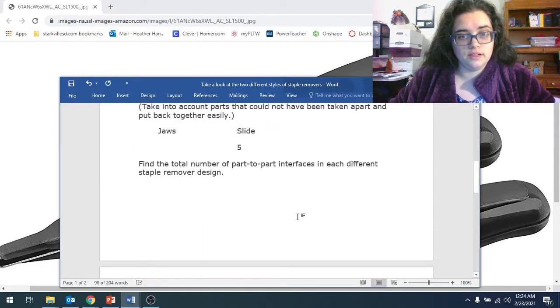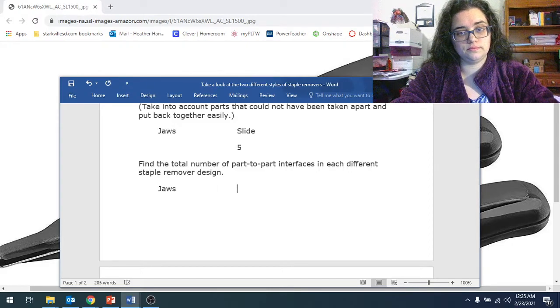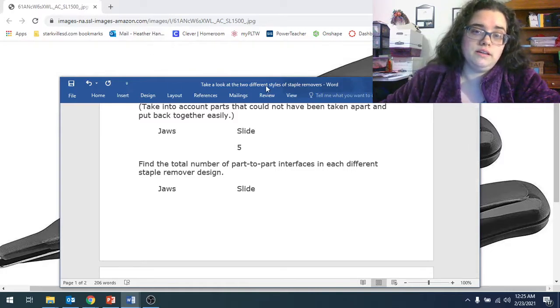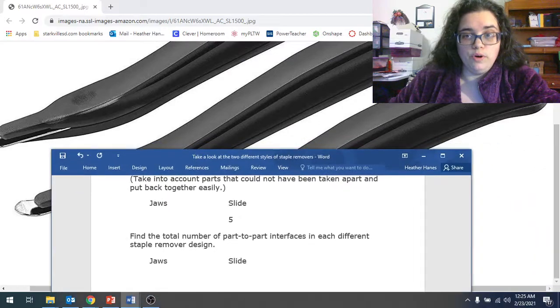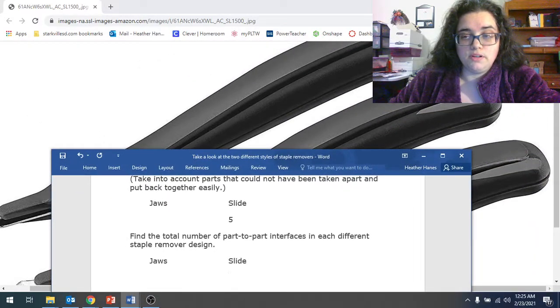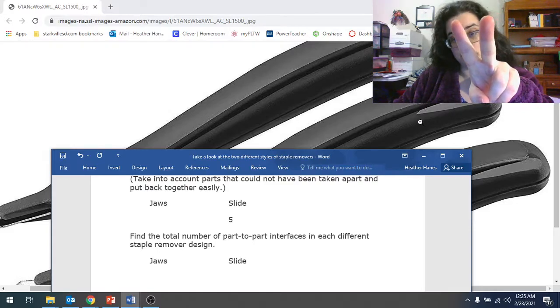There we go. All right. Meanwhile, when we talk about interfaces, my assumption is that there'd be one rivet that goes through both parts over here. So the rivet touches the top plastic piece and the bottom plastic piece.